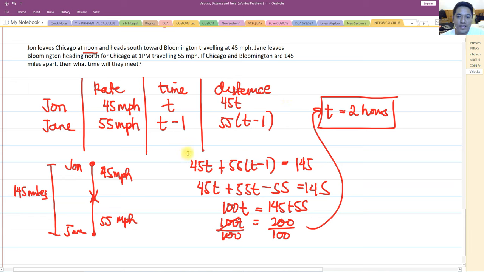Again, their total distance is d1 plus d2, and the total distance is 145. So imagine John will travel this distance and Jane will travel this distance. If you add these two, that's equivalent to 145 miles, because initially they are 145 miles apart.